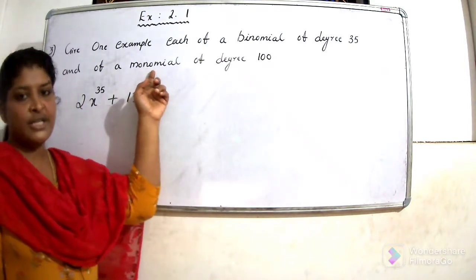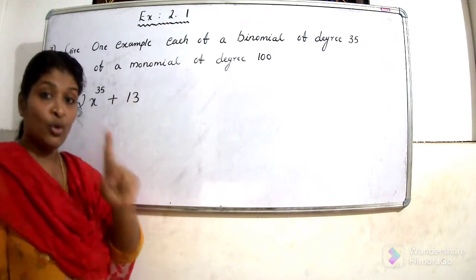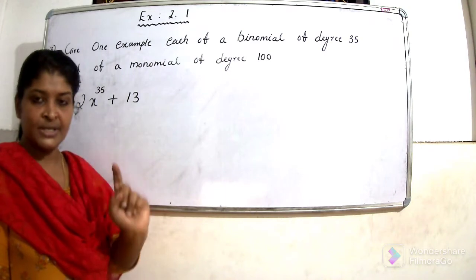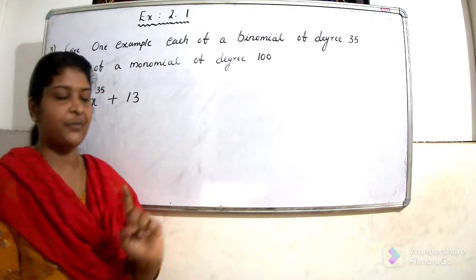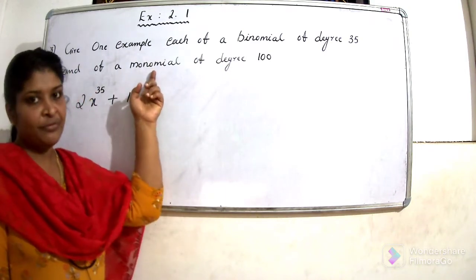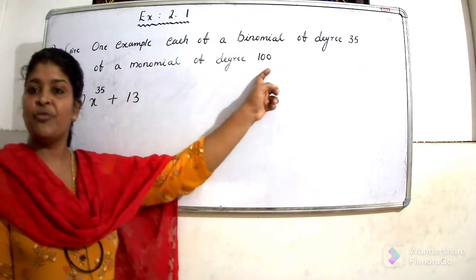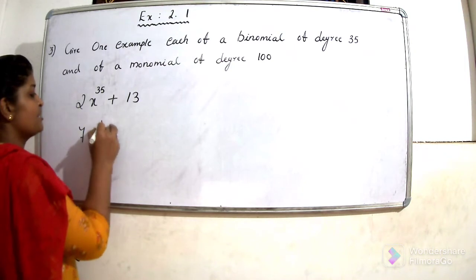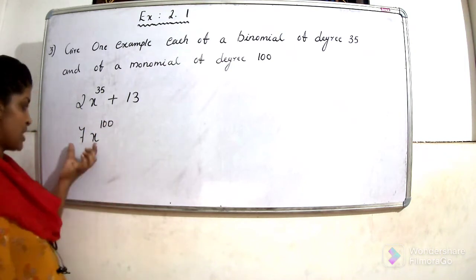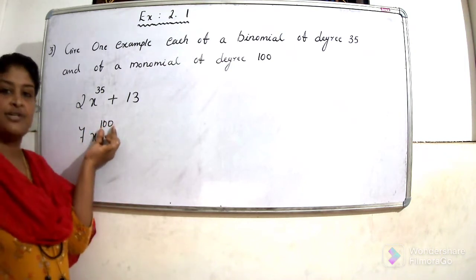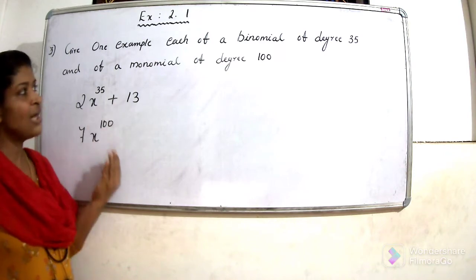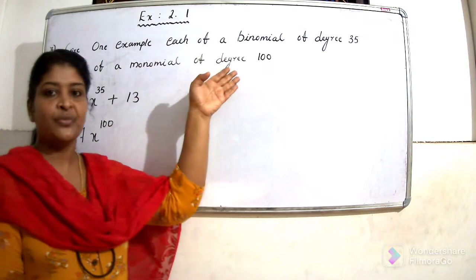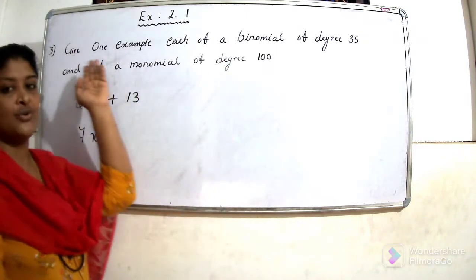Now the next example we have to give is for a monomial. A monomial has only one term, that means it is a polynomial having only one term. So we can write any one term, and its degree should be 100. So we can take 7x raised to 100. This is a monomial and its power is 100. So these are the two examples on the basis of their demand. Okay, this is all for the third question.